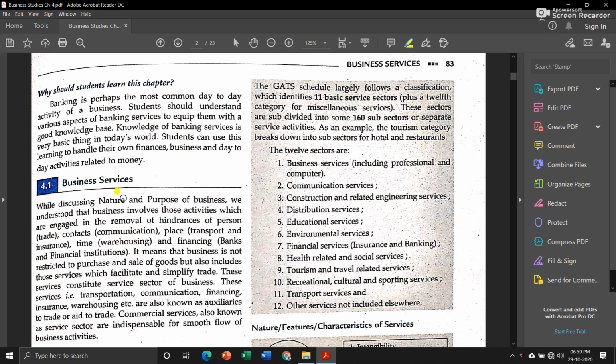Business services. While discussing the nature and purpose of business, we understood that business involves those activities which are engaged in the removal of hindrances of person, trade, contacts, communication, place, transport and insurance, time, warehousing and financing, banks and financial institutions. In our first chapter we discussed that business not only includes purchase and sale of goods, but it involves other activities like trade, communication, transport, insurance, warehousing, banks, and financial institutions.